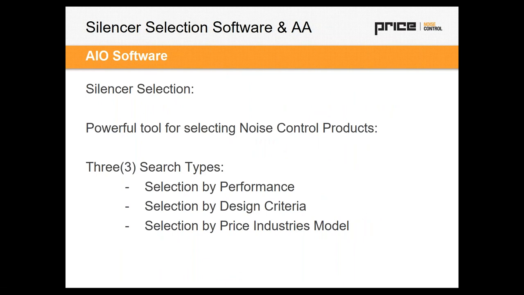Okay, in order to do a silencer selection, there are three main search types for you to do so. And that is by performance. So you have a silencer schedule and you are trying to meet that, either a silencer schedule by Price, or by any other manufacturer. By design criteria, what that means is now that you know the three main ways to describe sound pressure, remember from Chris's presentation yesterday, that would be NC, RC, or dBA. Now you have a design criteria to meet, and you could do selections by that in the software. And or if you already know what you want, you use Price industry silencers often, and you want to quickly go and get a selection that way, you could type the model and you could search a silencer that way as well.